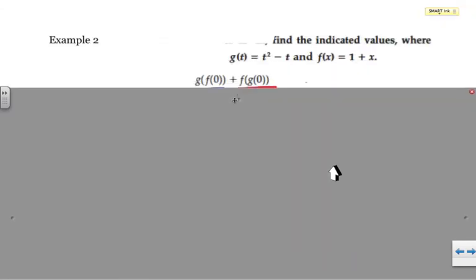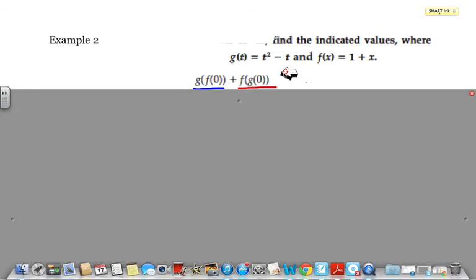Example 2. All right, so this is embedding more than one function and operations all together. There's lots of different things going on here. So this gives me the function g of t equals t squared minus t, and f of x equals 1 plus x. And then it asks me to find g of f of 0 and f of g of 0, and then it wants me to add them together.